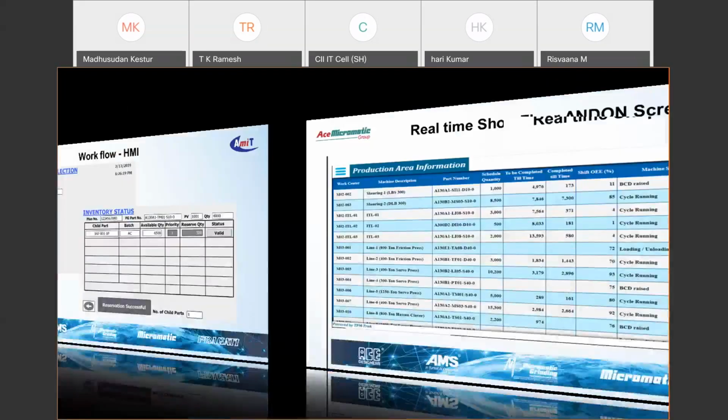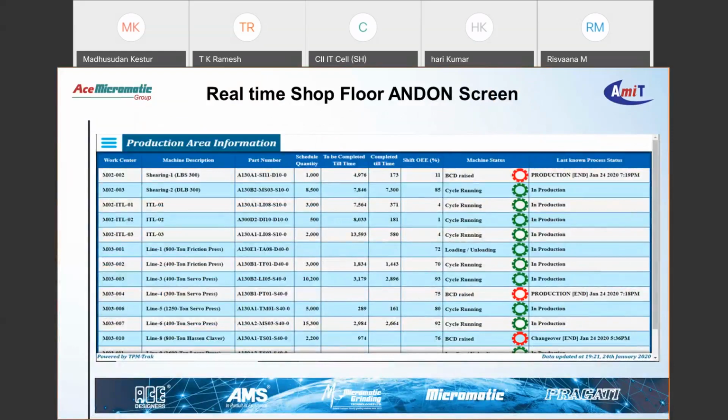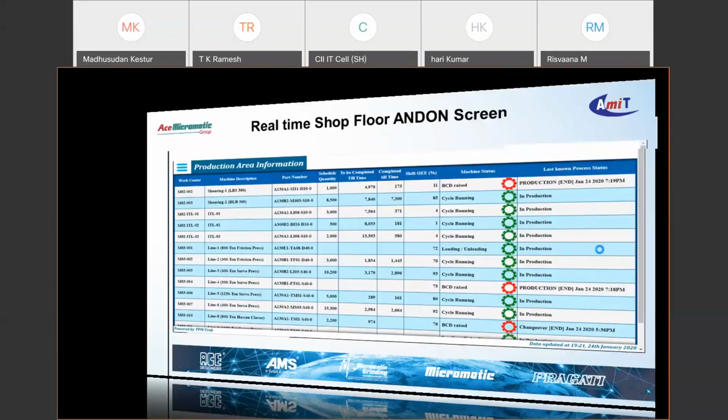So these are some of the outputs from the system where you see different work centers, which part is running on each work center, what is the scheduled quantity, how much had to be completed at this point in time, and how much actually has been completed. What is the status of the machine, the current status? So this is the shop floor view.